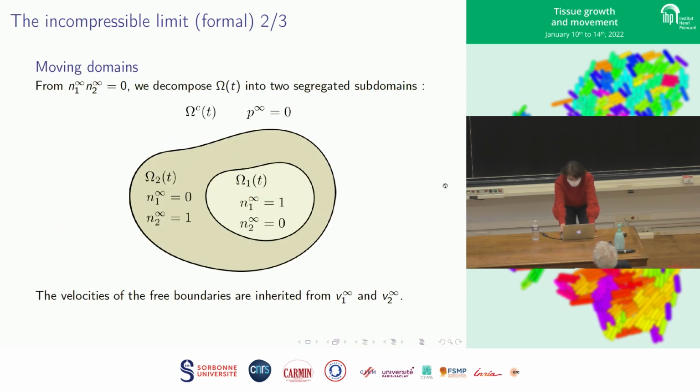So now you want to divide omega into 2 domains. In a nice situation, you can have, for example, a first domain omega 1, where n1 is 1 and n2 is 0, and another omega 2. And the velocity of your free boundaries are simply inherited from the velocities v1 and v2. And nicely, your velocities coincide at the zone of contact. So you have a nice description.